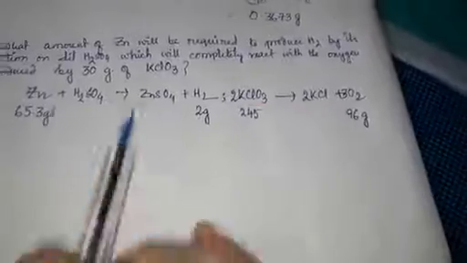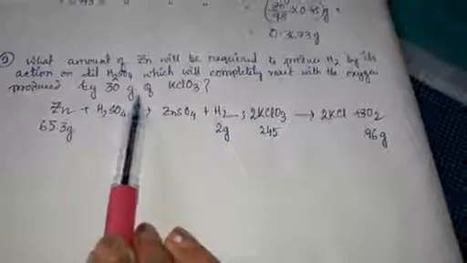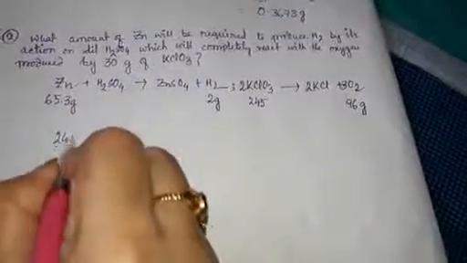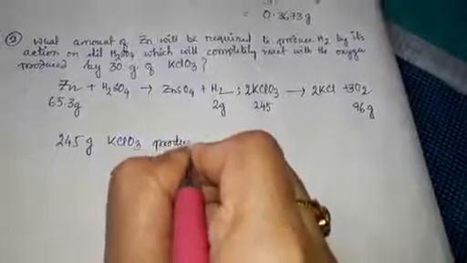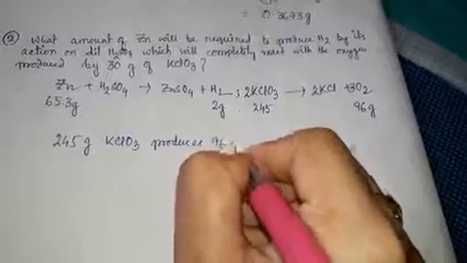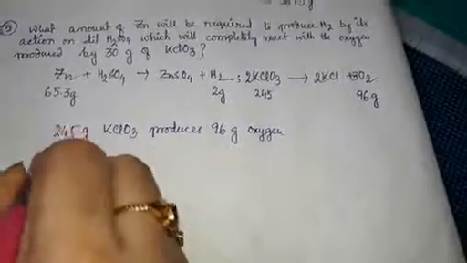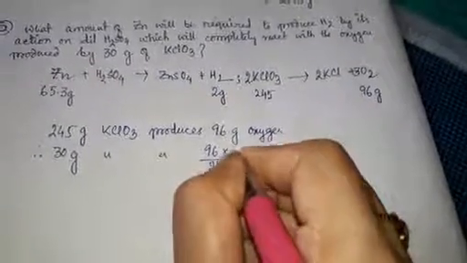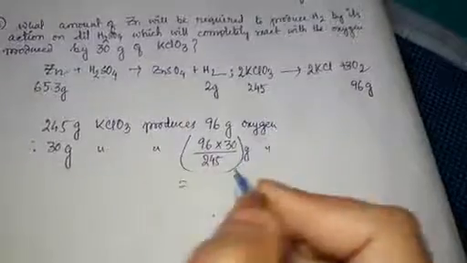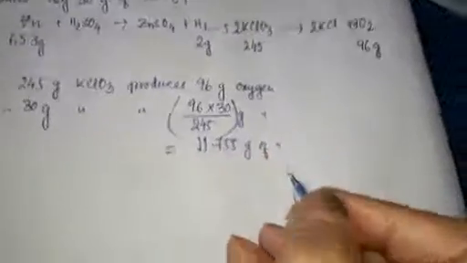So here in the question, 30 grams of KClO3 will be taken. As we know, 245 grams of KClO3 produces 96 grams of oxygen. So from that we can easily determine how much oxygen will be produced from 30 grams of KClO3. 96 divided by 245 into 30 grams of oxygen. That means 11.755 grams of oxygen it is producing.